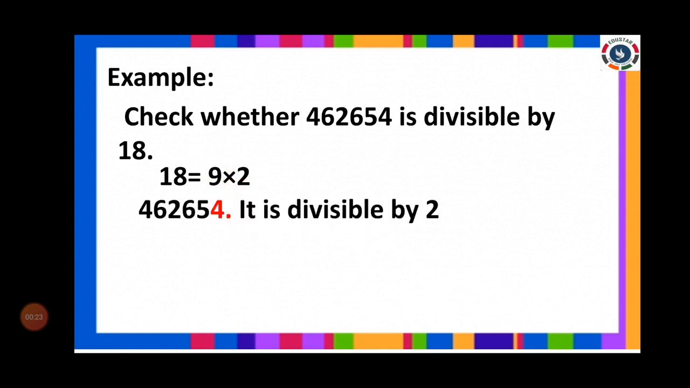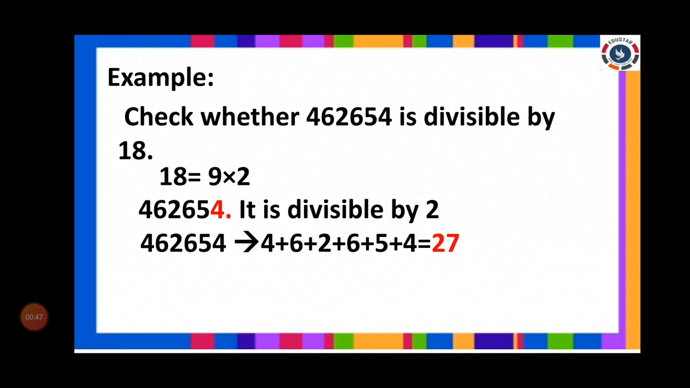So take and write the number first. 4,62,654. See the ones place. I already told you the divisibility rules. If the last ones place is 0 or 2 or 4 or 6 or 8, if any one of these numbers is present, then it is divisible by 2. So here 4 is there, that is an even number. So it is divisible by 2.